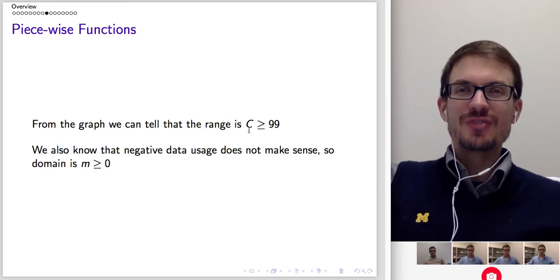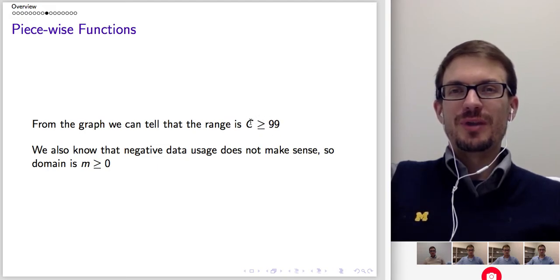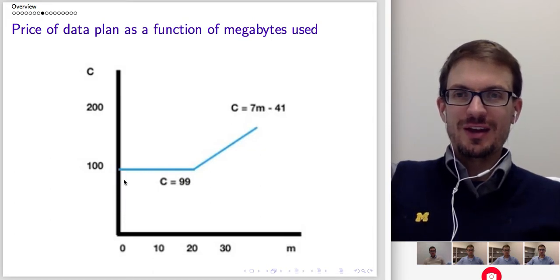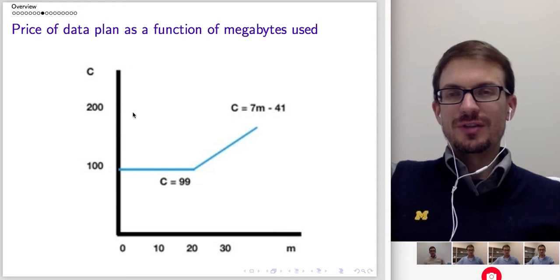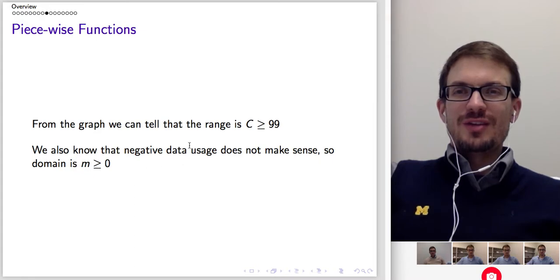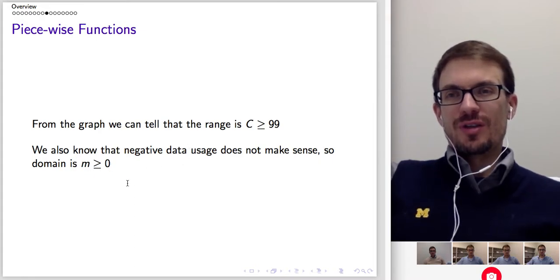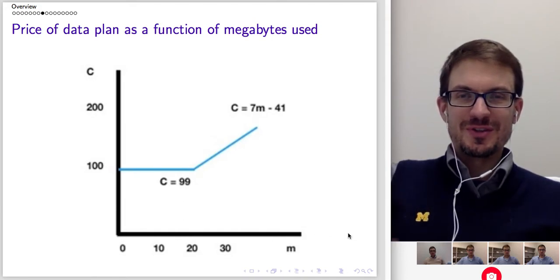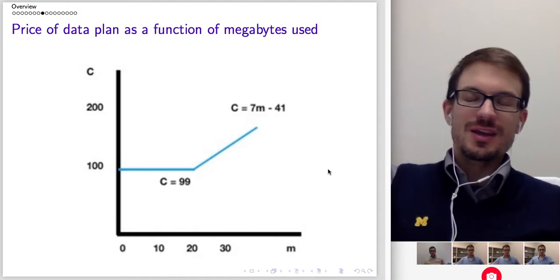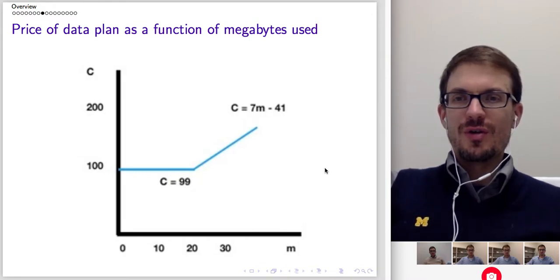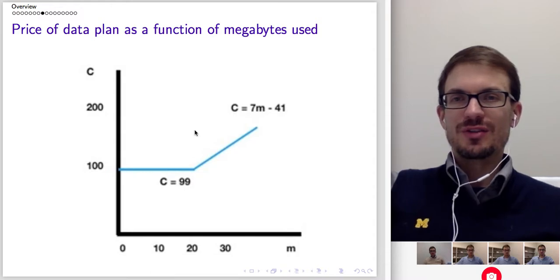All right, from the graph, we can tell the range is going to be C is bigger than or equal to 99. Why? Well, the minimum value for C is going to be 99. You're not getting out of this plan for less than 99 cents a day. And then it can go positively, probably to infinity, although at some point people are just going to cancel their plan. We know negative data usage doesn't make sense. The domain has to be m greater than or equal to 0, right? You could use 0 megabytes or any positive amount, though of course there's going to be some physical limitations, but mathematically we'll allow any m greater than or equal to 0. Cool, so our domain, m greater than or equal to 0, our range, c greater or equal to 99, and we see this from the graph.